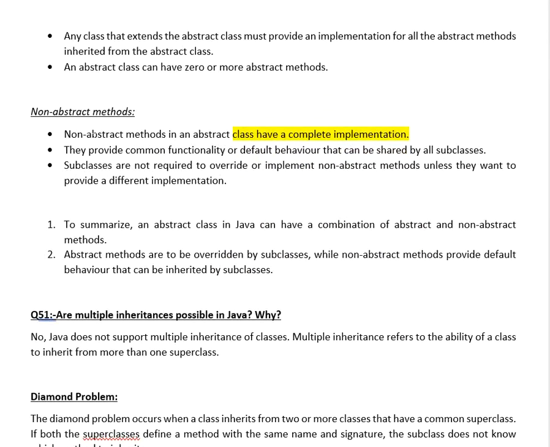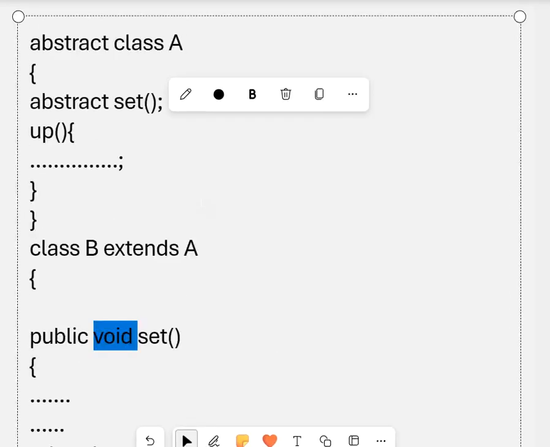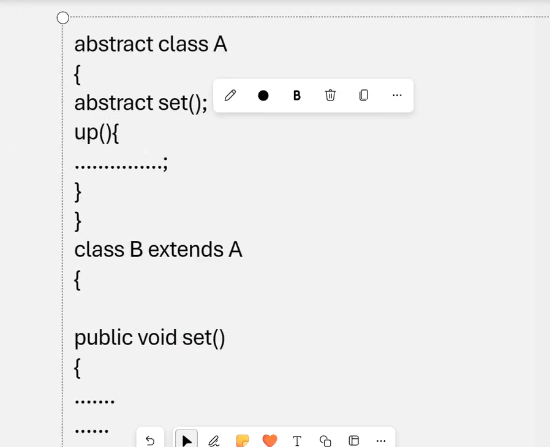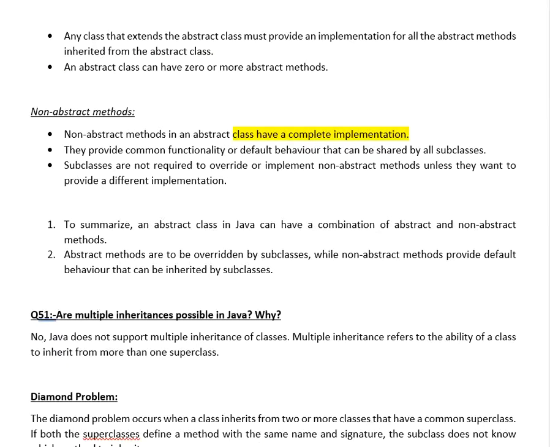And what is a non-abstract method? A non-abstract method in an abstract class has a complete implementation. We will see our method is a non-abstract method, and here we will give the implementation. So there is no need to give the implementation in a subclass. To summarize, an abstract class in Java can have a combination of abstract and non-abstract methods, and abstract methods are to be overridden by the subclass, while non-abstract methods provide a default behavior that can be inherited by the subclass.